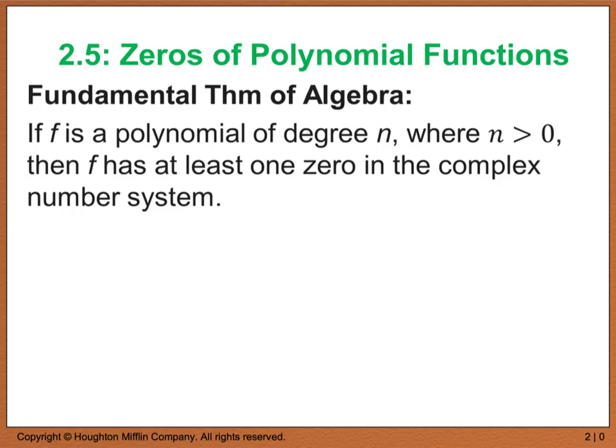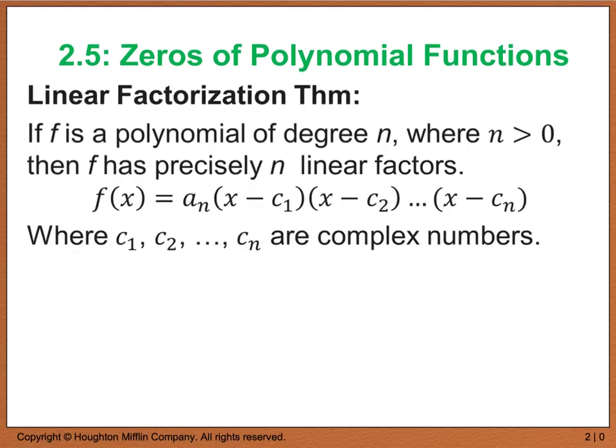Because when we keep all of that in mind, we actually come up with what we call the linear factorization theorem. Now, the linear factorization theorem says if the function is a polynomial of degree n, then f has precisely n linear factors. And remember that something like this is considered a linear factor. Your c sub 1, c sub 2, c sub 3, these are what we would call complex numbers.